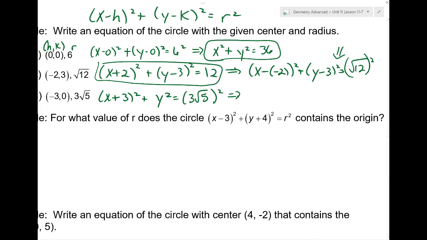Common error. Guys, what's the one thing I told you to do here that will save you in college algebra and algebra 2? Use parentheses. Just overuse of parentheses is never a bad thing. It might drive your teacher nuts, but you're going to get it right then.